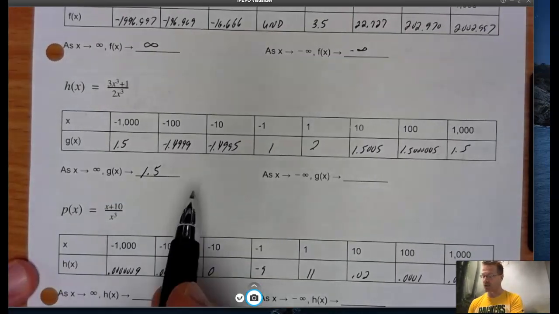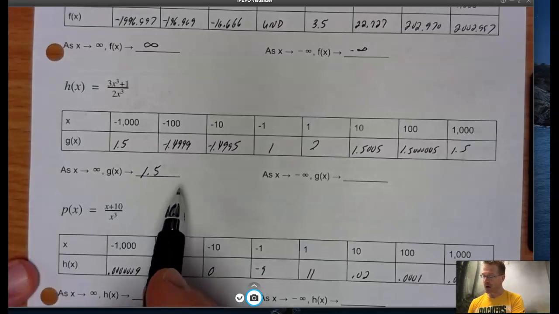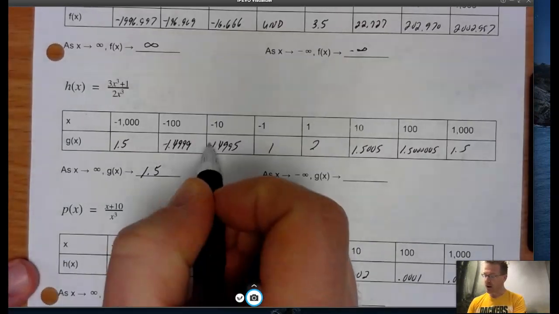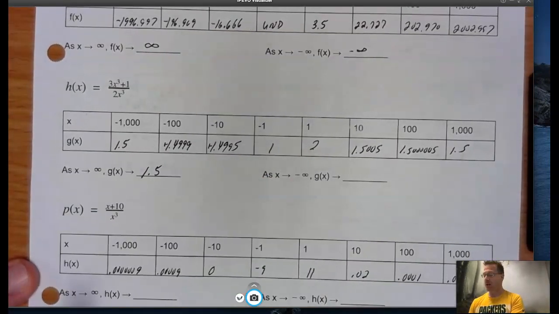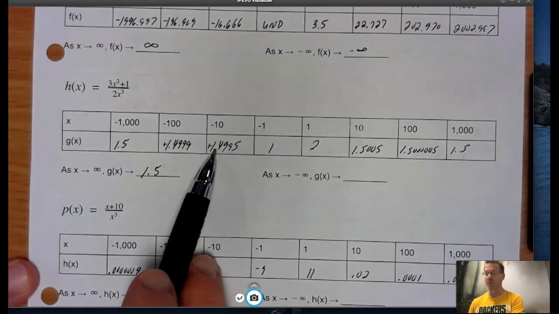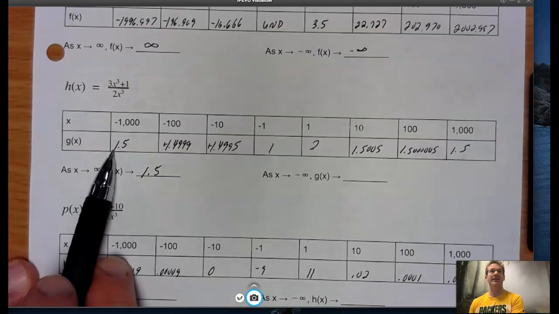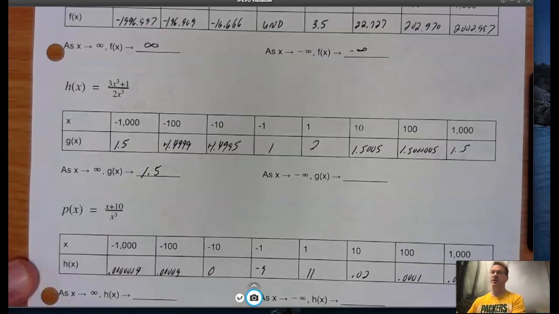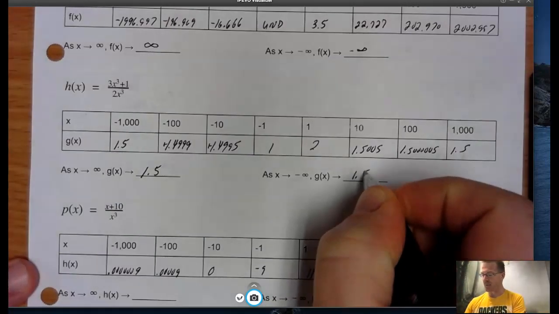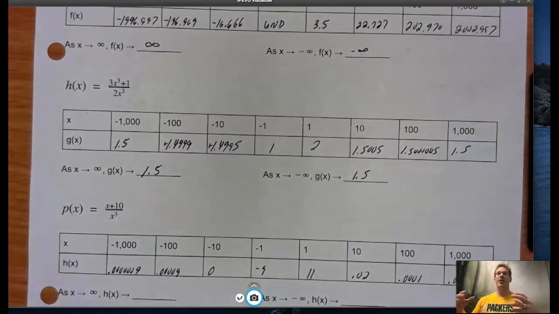Now to go the other direction, when I go this direction, I don't know why I have negatives here. Those aren't negatives. But same thing, but from below, 1.4995, 1.4999. And once I got here, once again, it was pretty much telling me on my calculator it looks like 1.5. So it looks like we have a horizontal asymptote.